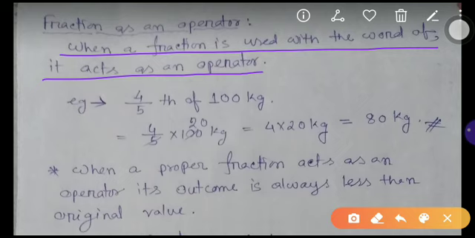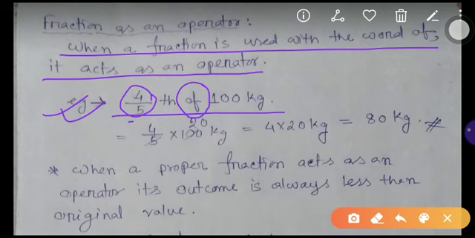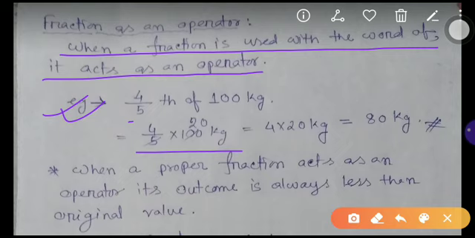For example you see here, 4 by 5 of 100 kg. The word of is coming. That means this fraction 4 by 5 is acting as an operator on this 100 kg. Okay, that means 4 by 5 into 100 kg. See here, 4 by 5 into 100, 5 is denominator and this 100 is numerator. So by 5 we can cancel 100 20 times. So 4 into 20 kg, 80 kg.